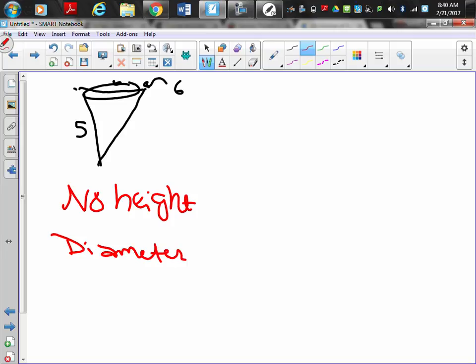So let's see, I have 3. Miss Jones, what other piece of information do I have? I know I have the diameter is 6. The slant height. What's our slant height? How much is our slant height, Miss Jones? 5. All right.